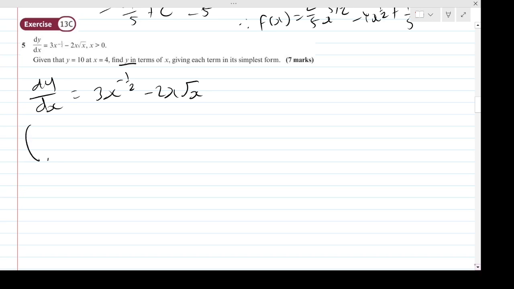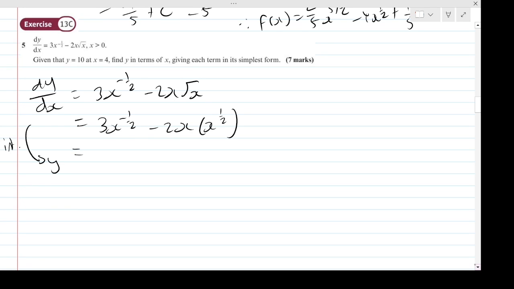To get to y, the original function, we need to integrate, right? So we're going to integrate this expression, but at the moment this x root x is causing a problem. It's not just a power of x on its own. So I'm going to need to clean that up. Well, this x root x, right? 3x to the minus a half, and then minus 2x root x, where root x is x to the half.